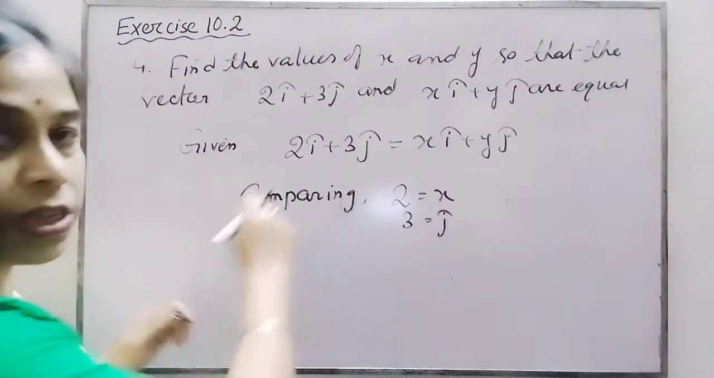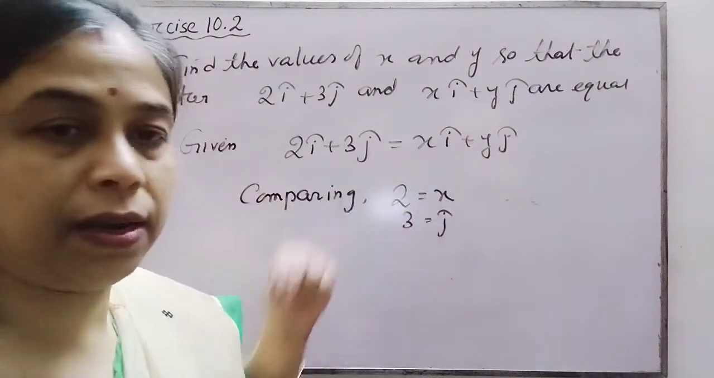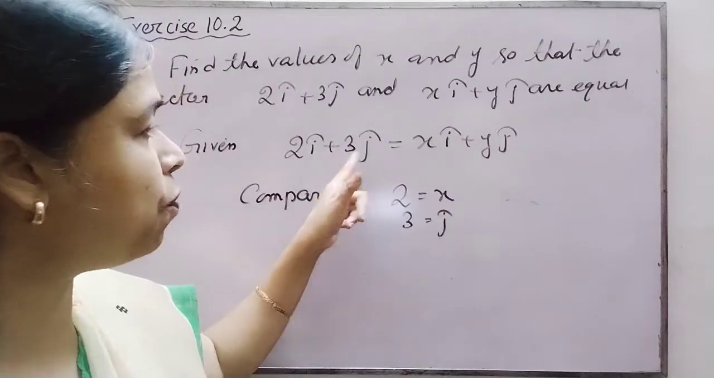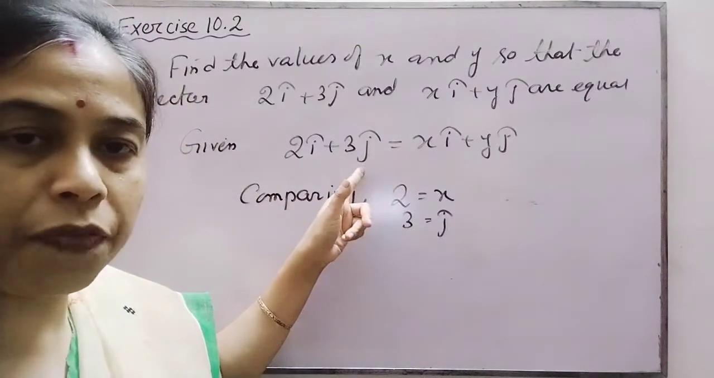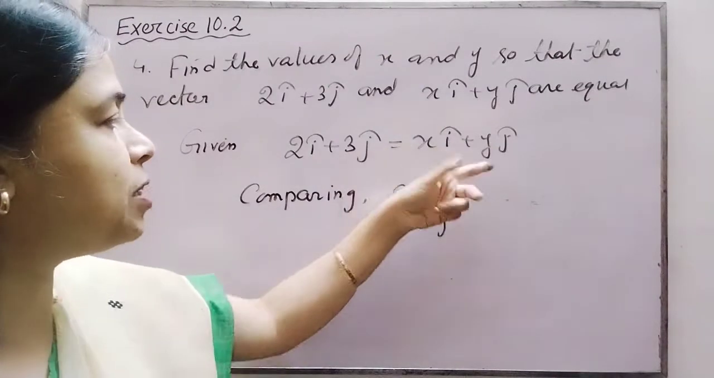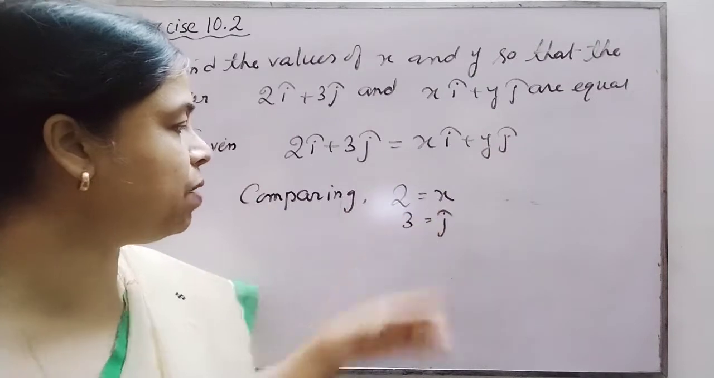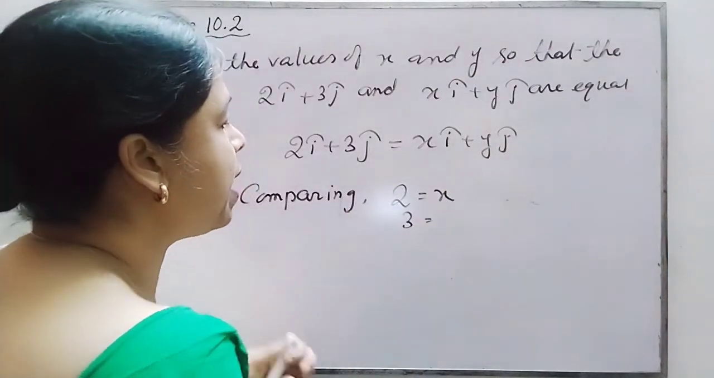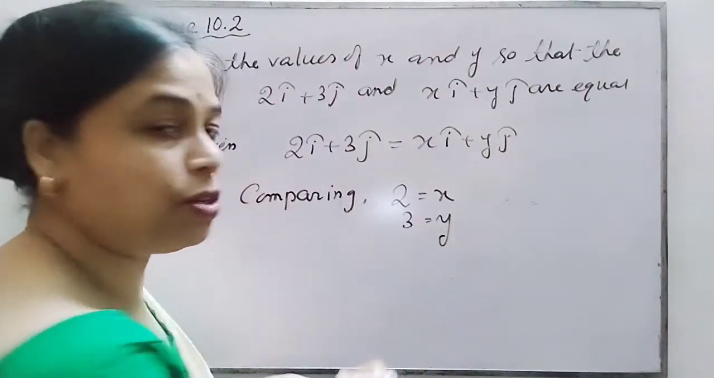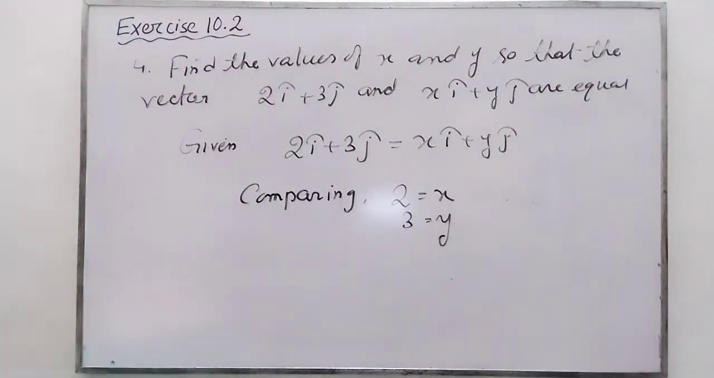The coefficient of i cap is 2, it must be equal to x because they are equal. Similarly, the component of j cap is 3 and that is here this y. So they must be equal as the vectors are equal. So your values of x and y are x equal to 2 and y is equal to 3. This is the answer. Is it not a very simple question? Okay. Now I go to question number 5.